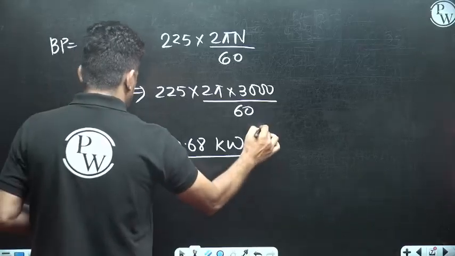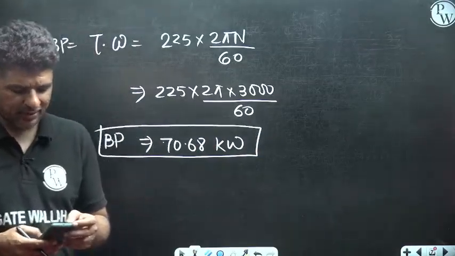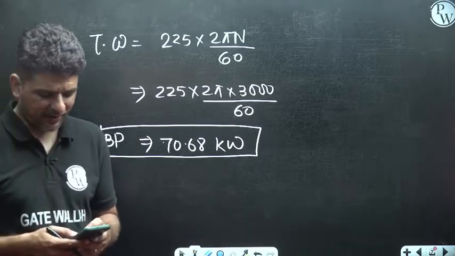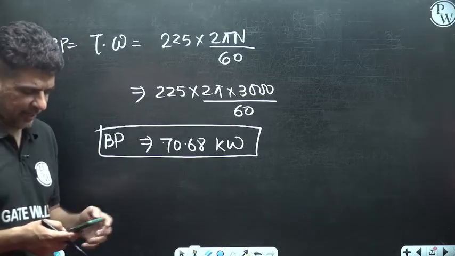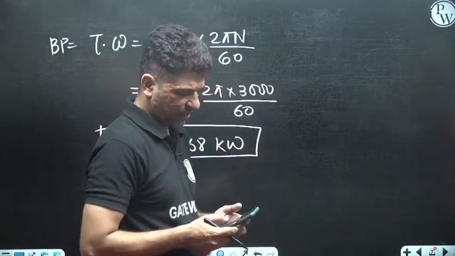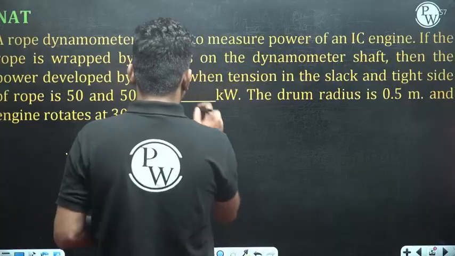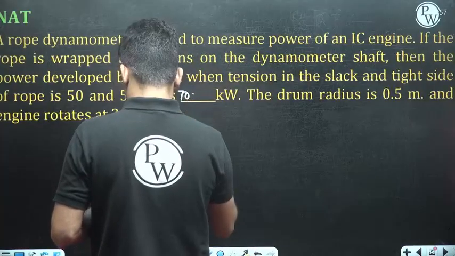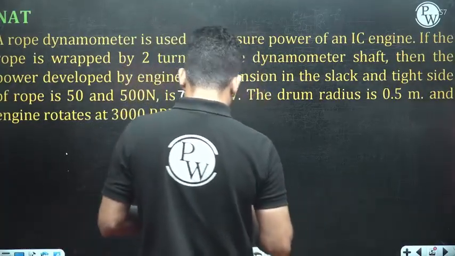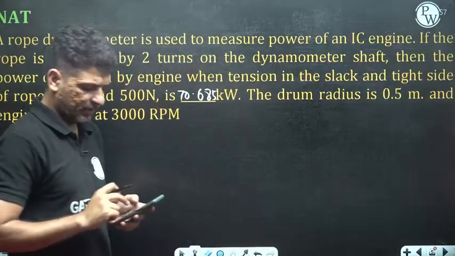Is it clear? This will be the power that is produced in the crankshaft. This is the power that is actually available at the crankshaft. Is it clear to everyone? So you can write the answer as 70.685 kilowatt. Is it clear?